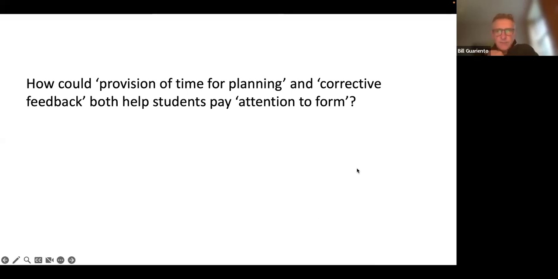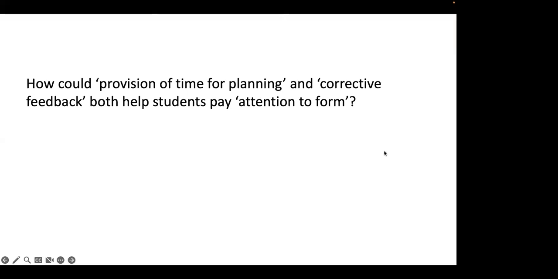Takwa, I'm happy that you have your hand up, but it would be nice to hear Amal. What do you think? You can tell me about provision of time for planning, or you can tell me about corrective feedback. Amal. Okay, I will tell both, the importance for both. Mhm.